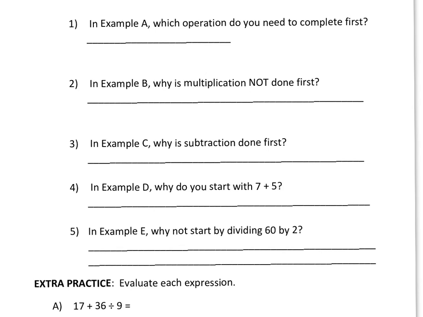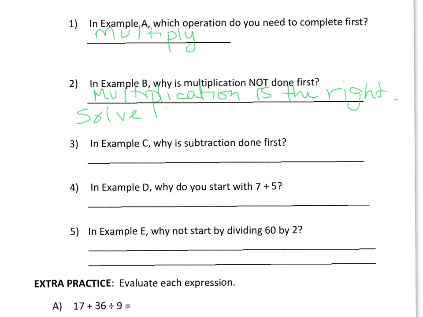Now for example A, which operation do you need to complete first? So in this case, I would have to complete the multiplication first. Then number 2, in example B, why is multiplication not done first? It's because it's not on the left. Multiplication is on the right. And you must solve from left to right.